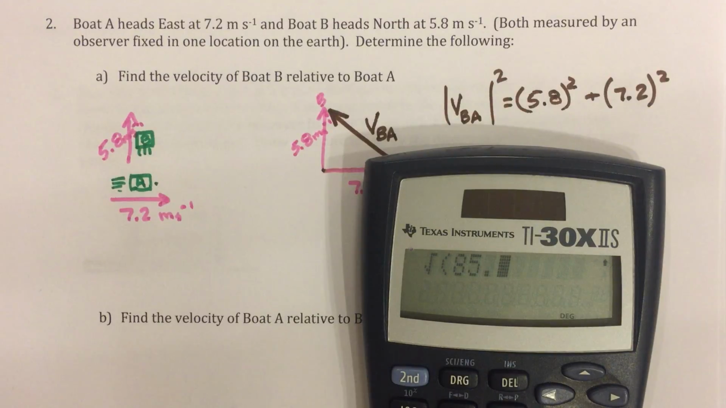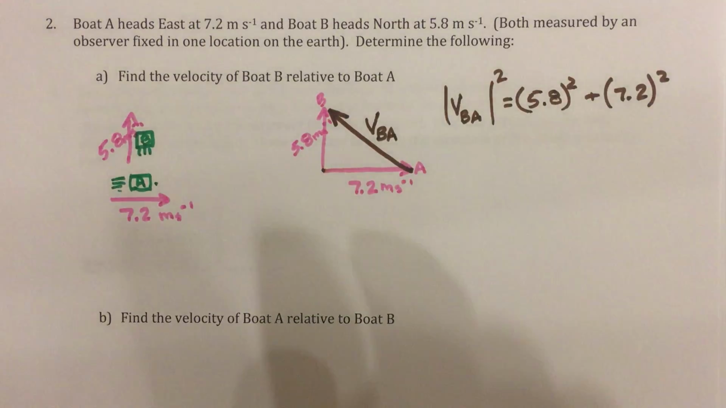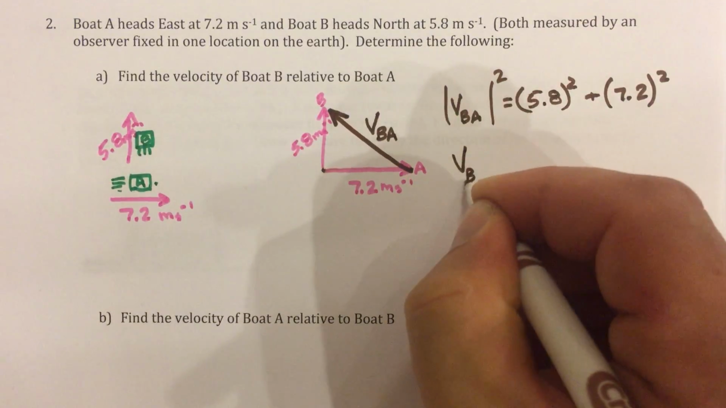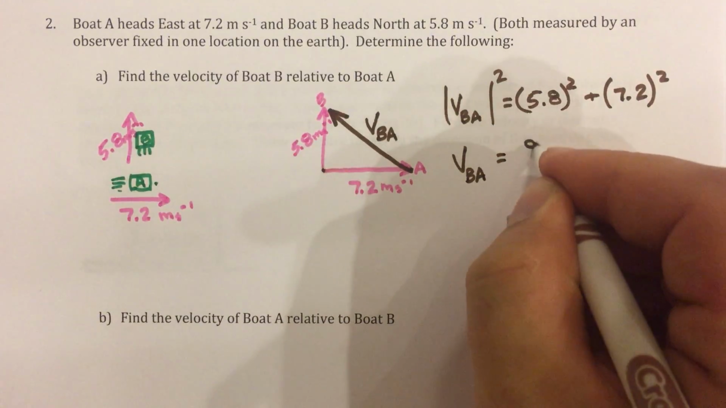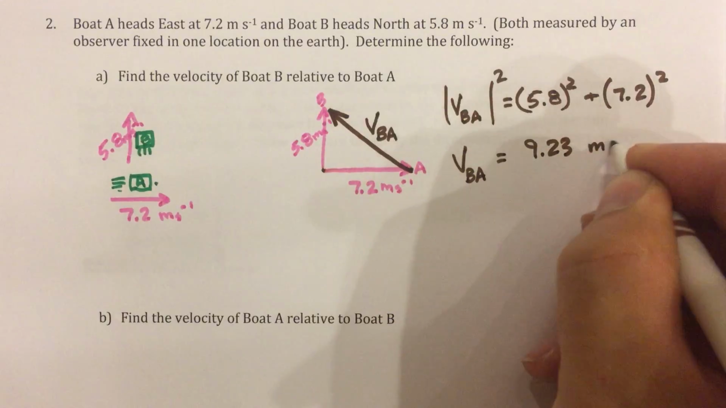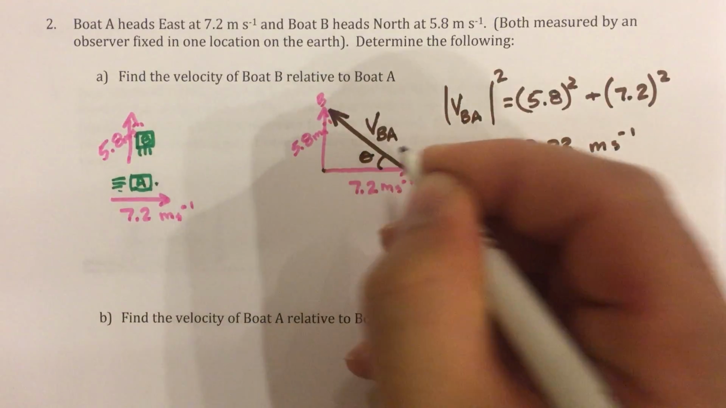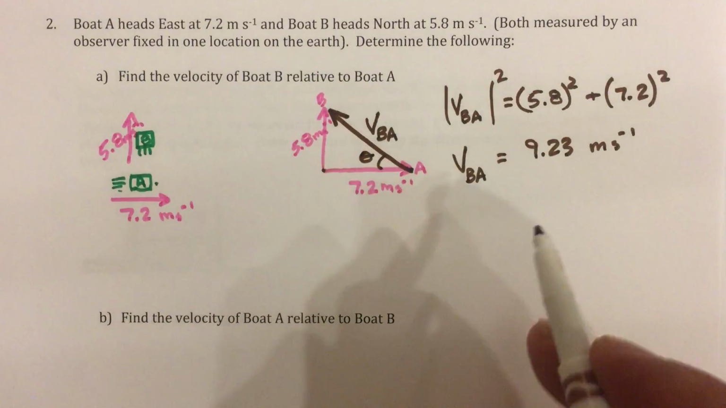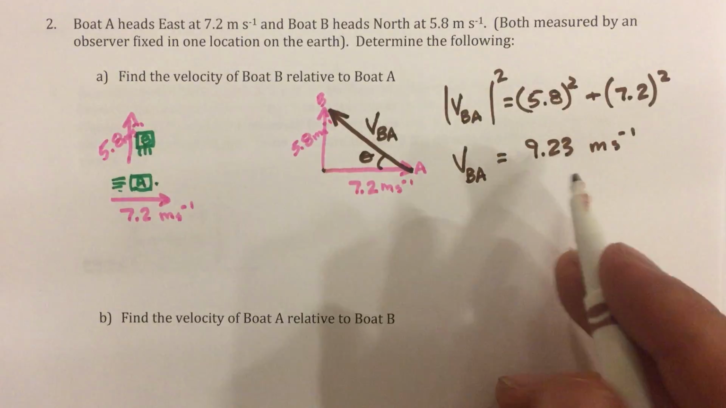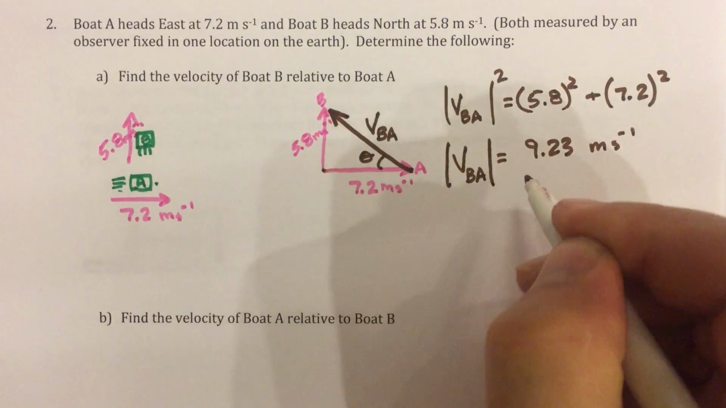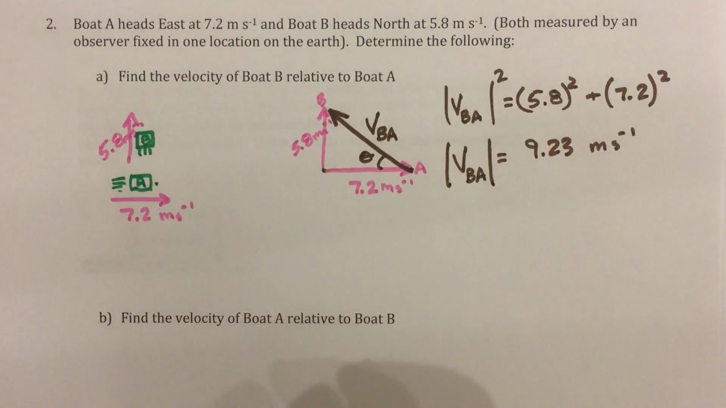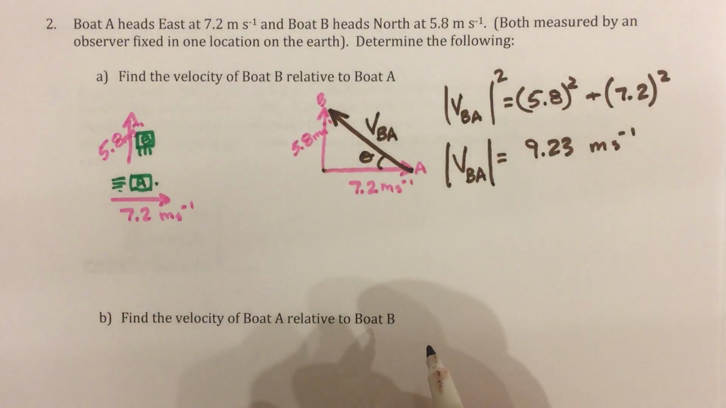Was it 85.2 or something like that? 9.23. So I get that the velocity of B with respect to A is 9.23 meters per second. And then you might also want to know what this angle is. What is that angle theta? Because in order to represent a velocity, I need a magnitude, the magnitude of velocity of B with respect to A, and I would also need a direction.